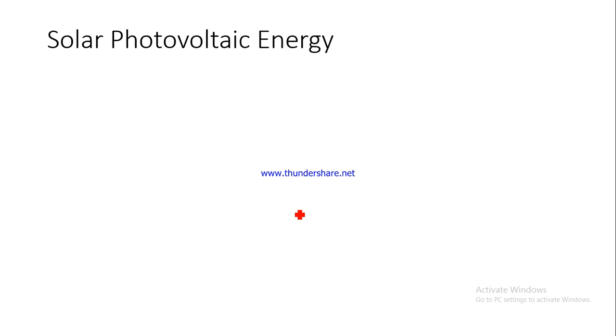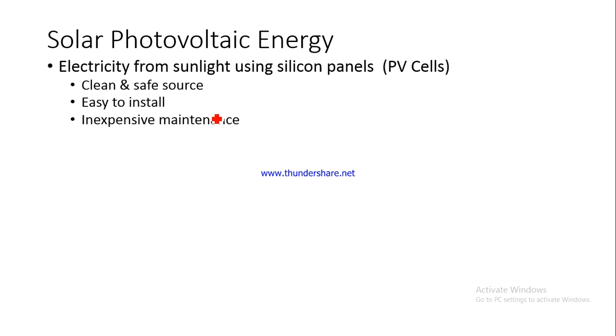So this is the other type that I was mentioning. The one was wherein we are trapping the heat of the sun. This one is wherein we are making use of the sun's energy, the sun rays, to produce electric energy. So electricity from sunlight, using silicon panels here, photovoltaic cells, and that is why this kind of energy is known as photovoltaic energy.